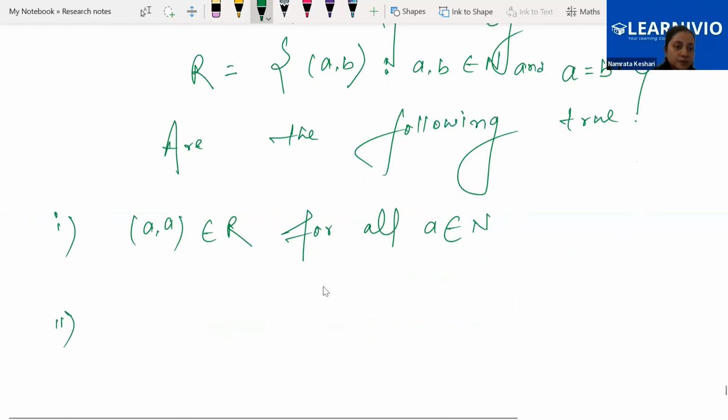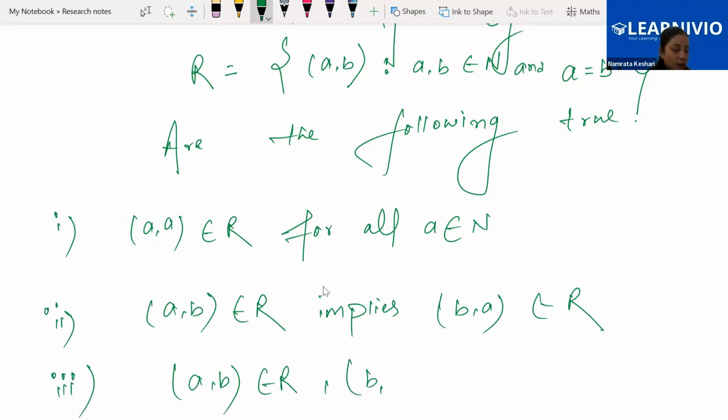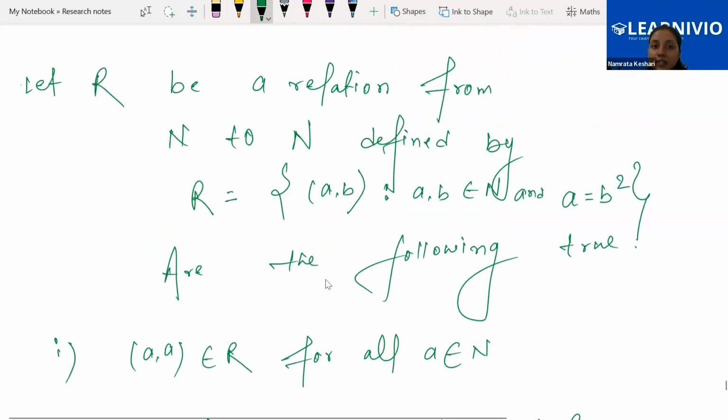Number two, true or false. This is the question where we just have to say whether it is true or false. (A, B) belongs to R implies (B, A) belongs to R. And number three, (A, B) belongs to R, (B, C) belongs to R, implies (A, C) belongs to R. You have learned very well the concept of relations. Relation we have covered in the first class only. Let me know whether the given statements are true or false.